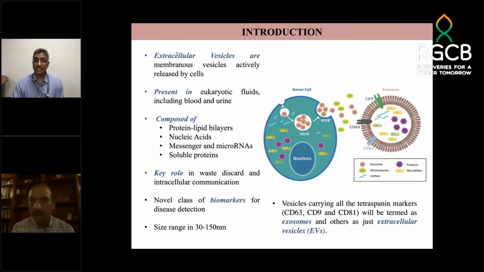So basically extracellular vesicles are covered by a lipid membrane, and they carry many things like proteins, nucleic acid, messenger RNA, microRNAs, and soluble proteins. But if they have CD63, CD9, and CD81, then they become exosomes. Otherwise, they are just extracellular vesicles.